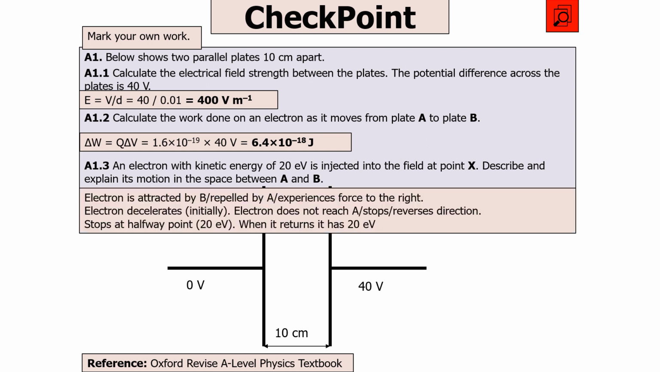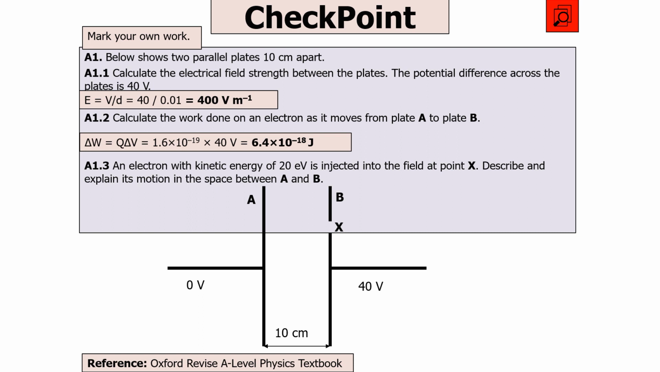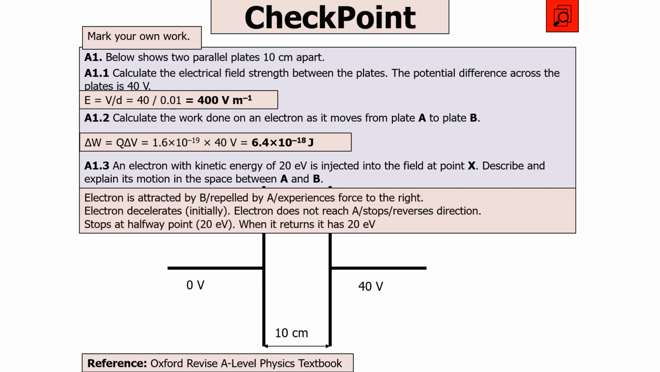So the next question, you'll notice that the electron is going to be attracted by B, if you look on the picture, and it's going to be repelled by A. You can tell that because it's going to want to go to the positive charge, which is on the positively charged part of the plate, which is the 40 volts one, so it'll go towards the right. So what will happen is, as it's injected in, the electron will decelerate. It'll not go all the way to the 0 volts, to the A plate. What it'll do is it'll stop at the halfway point, and then it'll return.